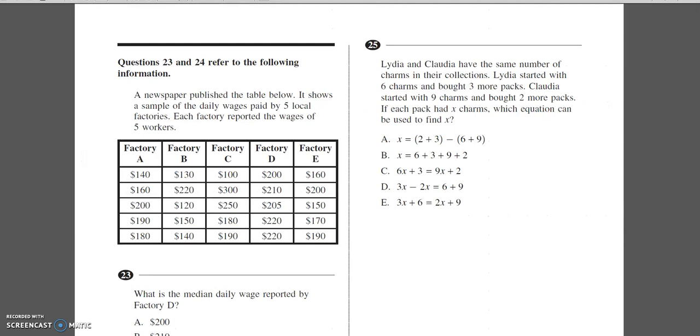Last question. Lydia and Claudia have the same number of charms in their collections. That means that they are equal to each other. Lydia started with 6 charms and bought 3 more packs. Claudia started with 9 charms and bought 2 more packs. If each pack had X charms, which equation can be used to find X?